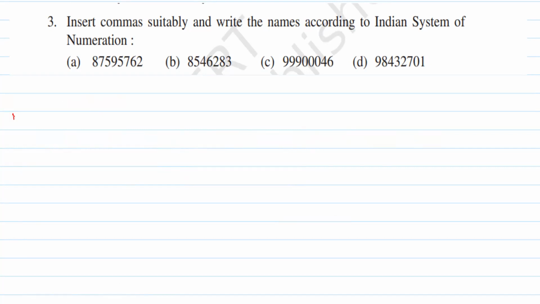Now, next part is the B part, which is, again, we will first put the commas. 8546283. The commas are like this. So it is starting from 85 lakhs 46,283.